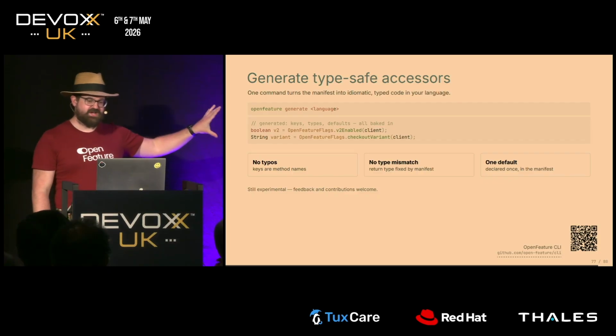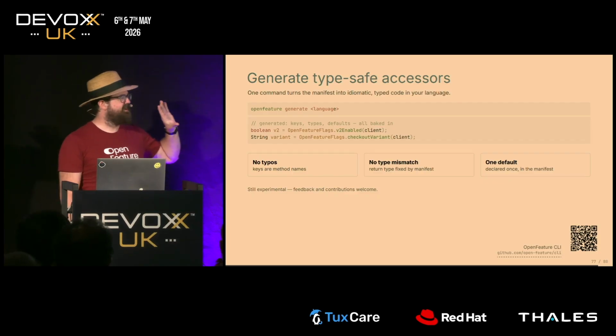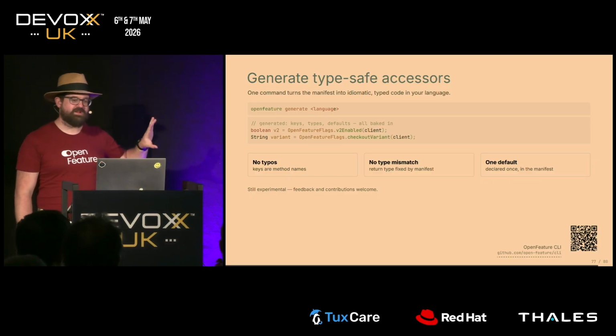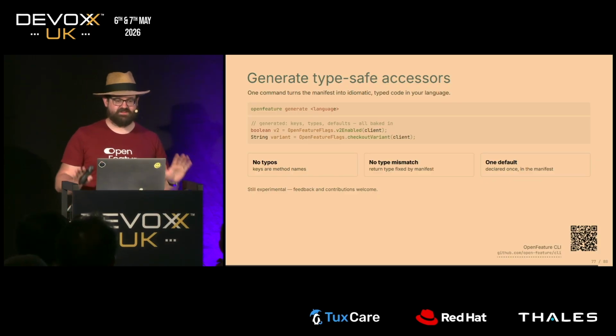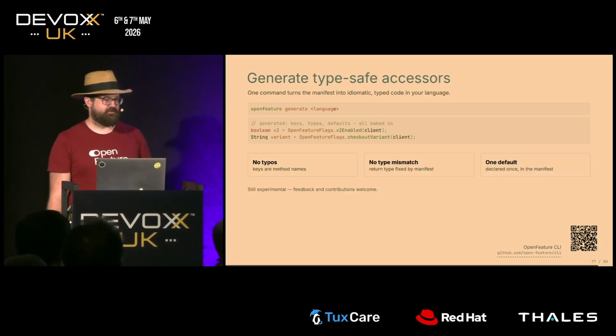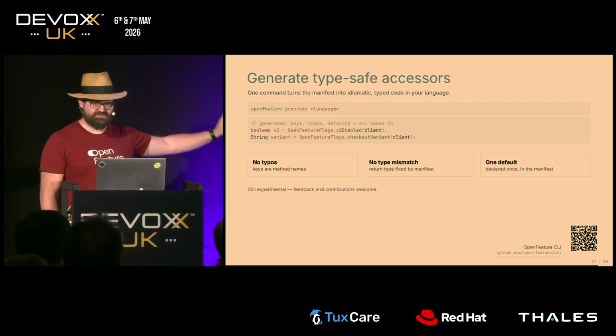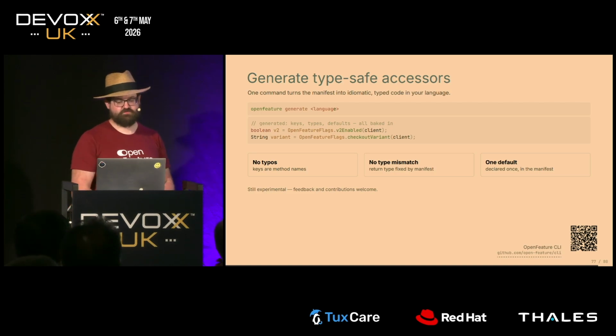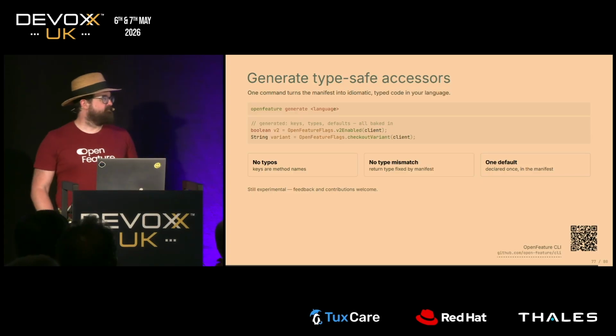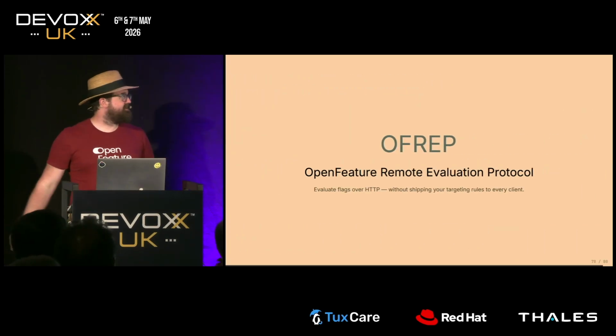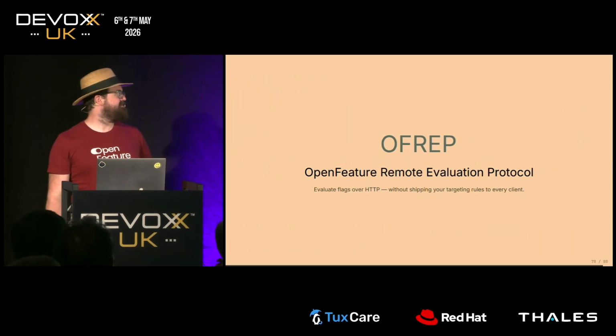But this is still experimental. It works really well in Java. It works really well in TypeScript. And I think in Go, it's also working really well. And we are adding more and more languages. But it's still an experimental feature. So feedback and contributions are highly welcome, to let us know what is working and what is not working. And the second part I prepared here is OFREP, the OpenFeature Remote Evaluation Protocol.